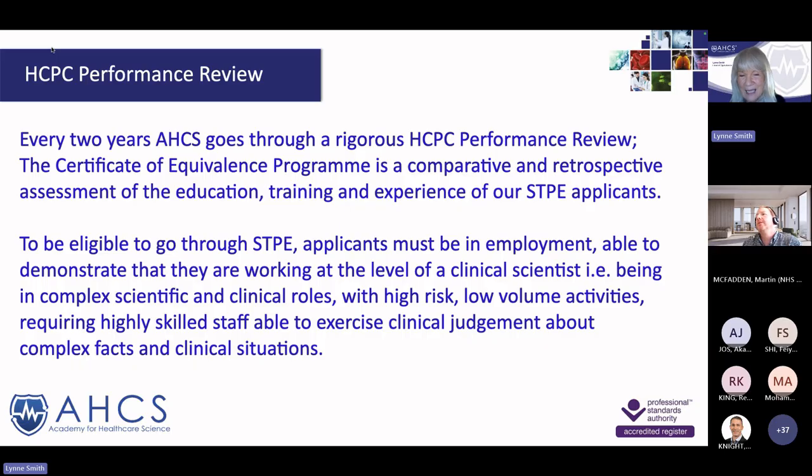And to be eligible to go through STP, they must be employed, be able to demonstrate that they are working at the level of a clinical scientist, and be involved in complex scientific roles. And these are sort of the job description, if you like, of a clinical scientist. But again, as I say, the GSP standards apply whether you're doing PTP or STP. But in terms of the HCPC performance review, it's essential that we can demonstrate high standards to meet their high standards.